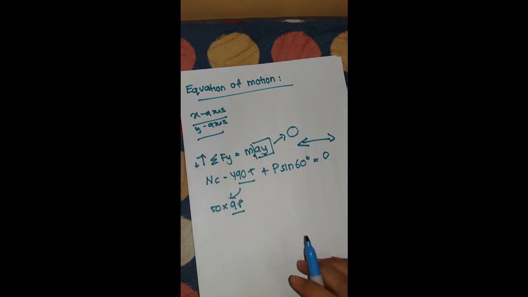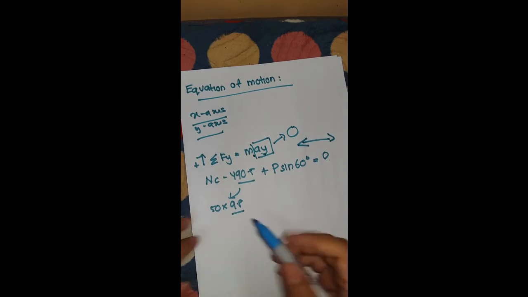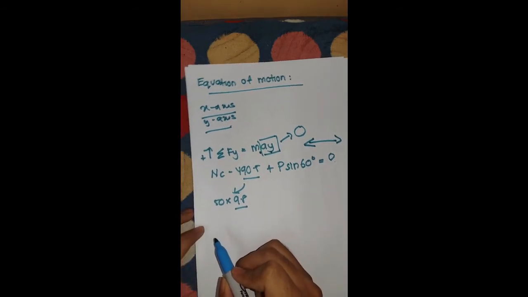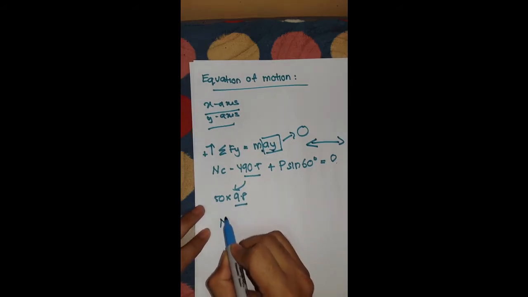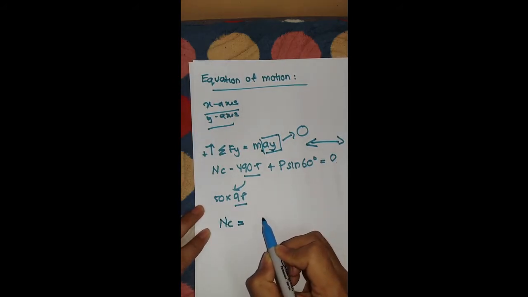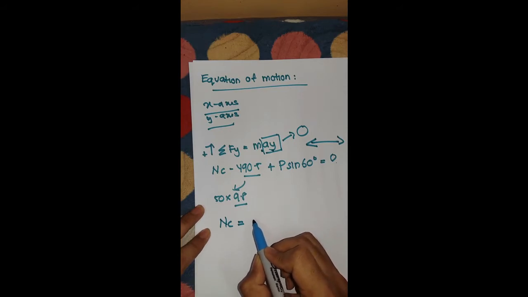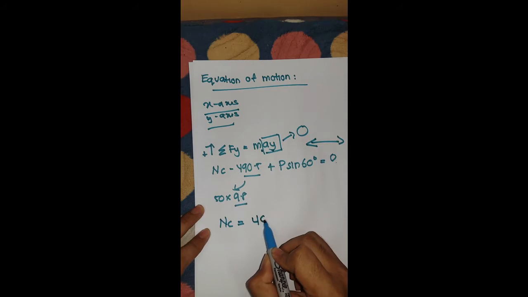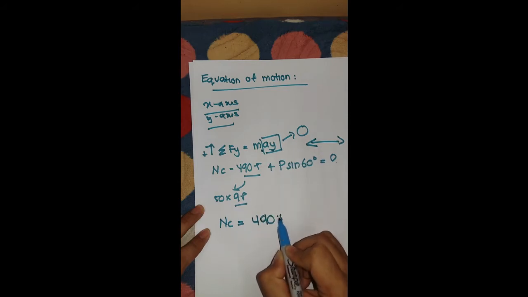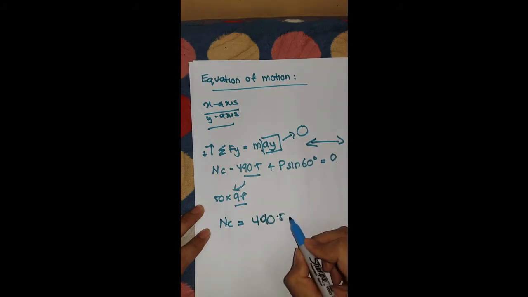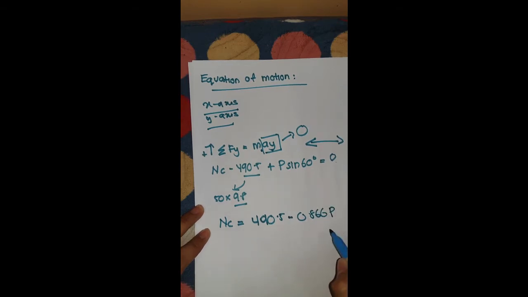So you resolve it for the normal force. Put the normal force as the subject, and on the other side we just put the number 0.866 P, because this is when we resolve sine 60.